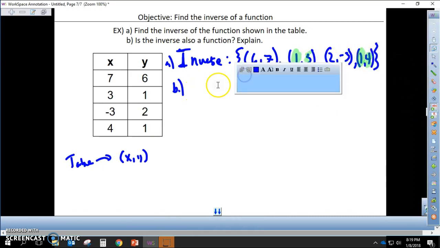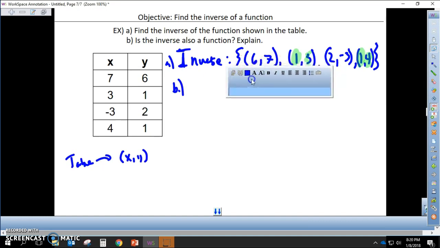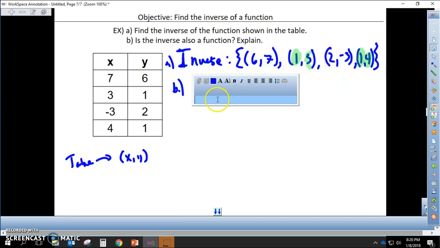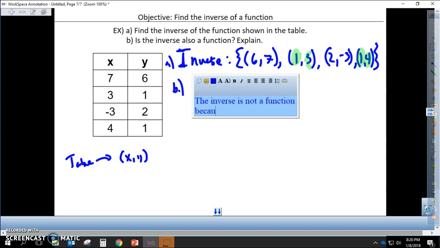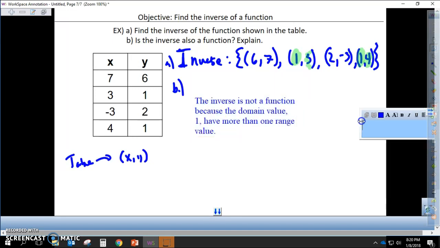So again, we say the inverse is not a function because the domain value 1 has more than one range value. And that is it. That's it.